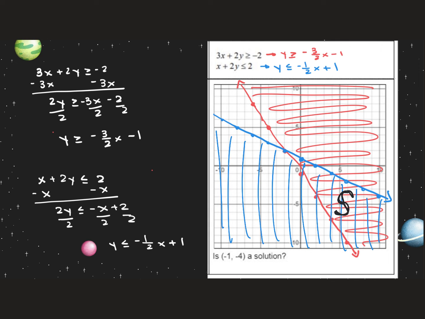And now it is asking, is (-1, -4) a solution? (-1, -4) is not a solution, okay? So if we were just looking at that second inequality, it would definitely be a solution. But since we are looking at the system of inequalities, it is not a solution, all right?